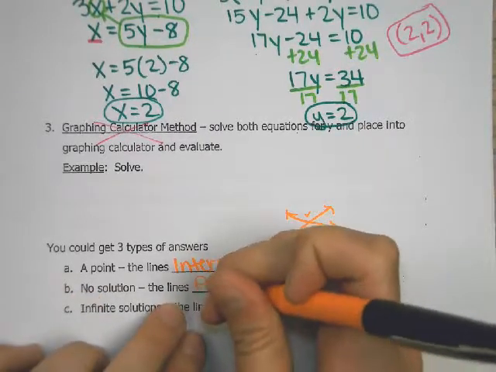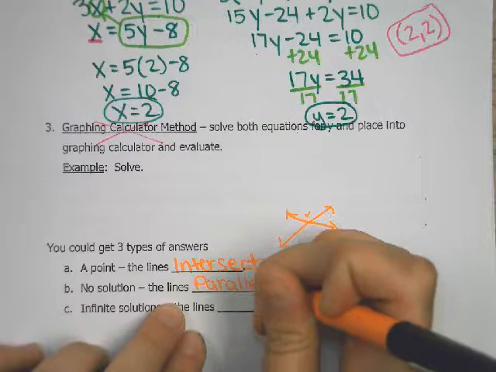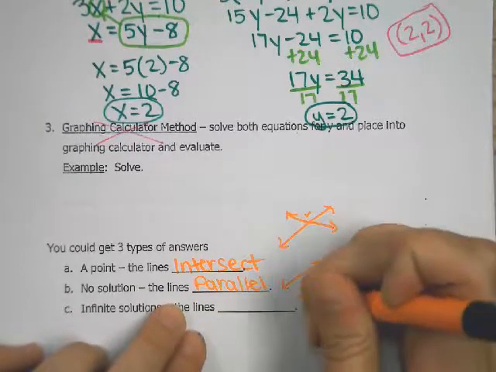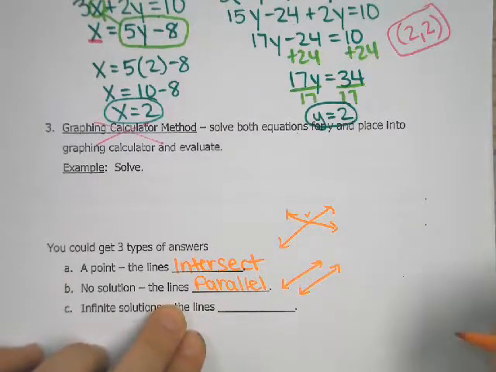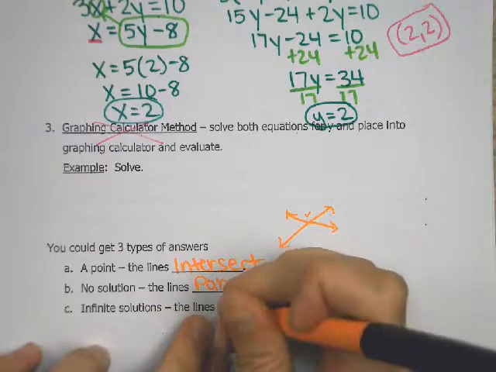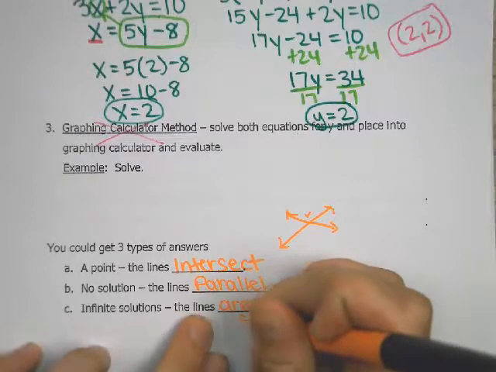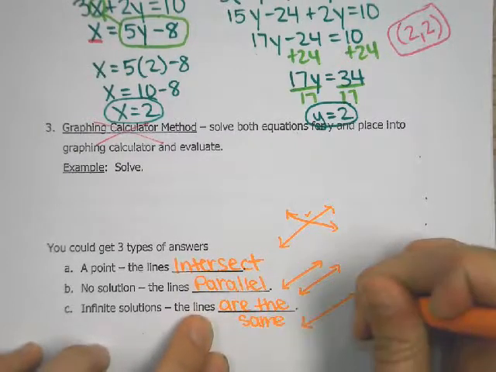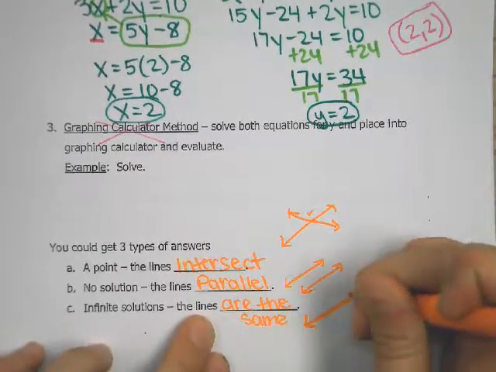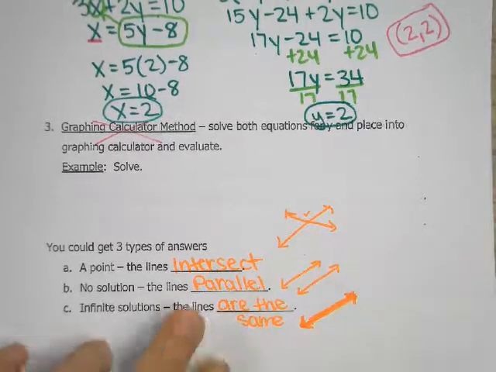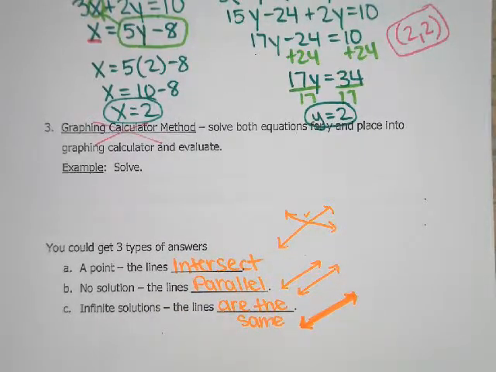No solution would mean that the lines are parallel, meaning they never intersect. And infinite solutions means that the lines are the same, meaning they share all points with each other. They're right on top of each other. Draw it extra bold. Those are the 3 different cases that could happen. So these other 2, no solution and infinite, are also possible.